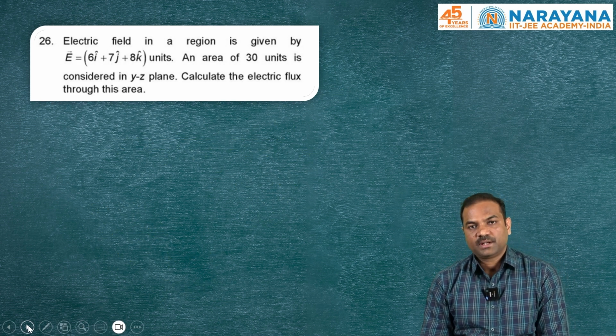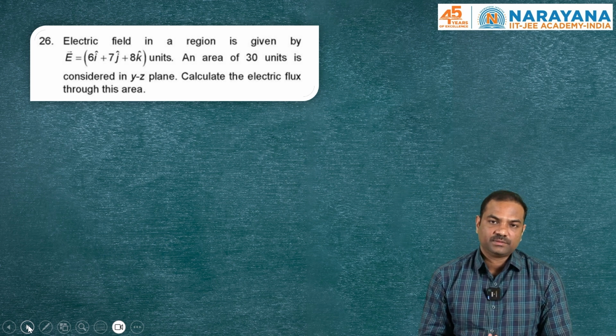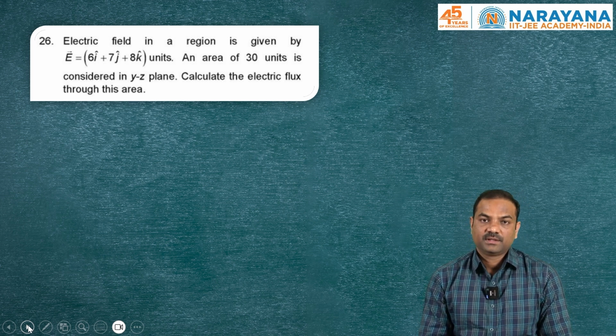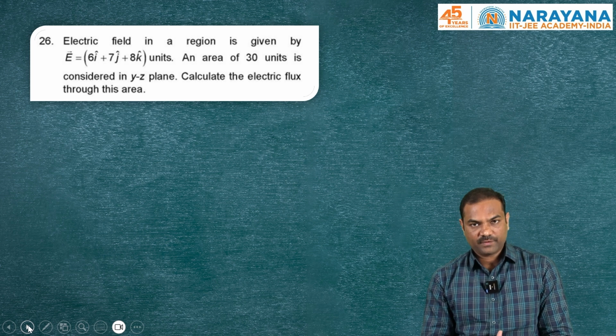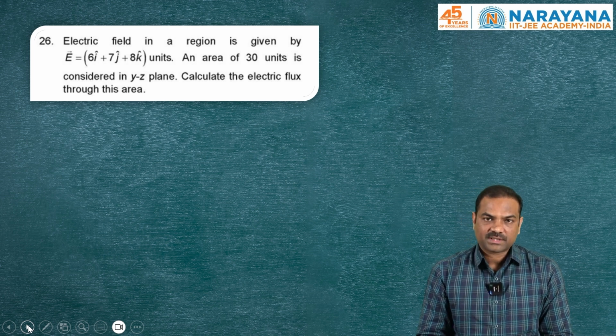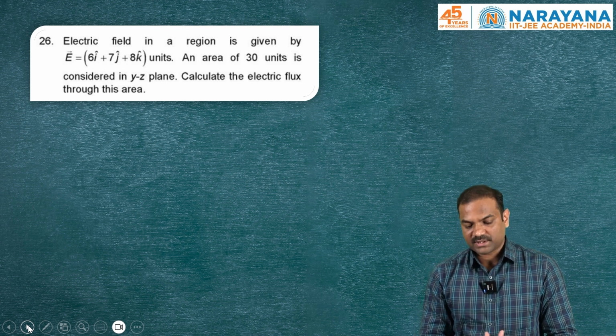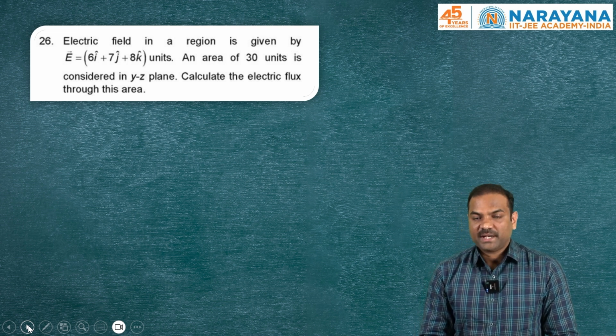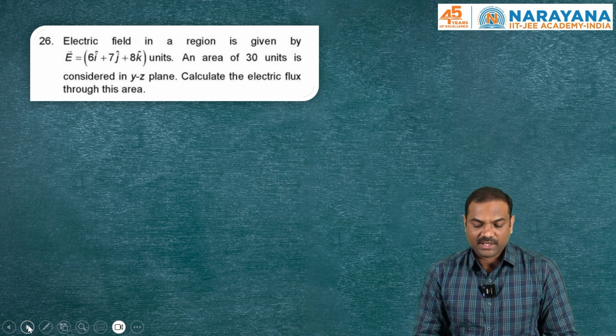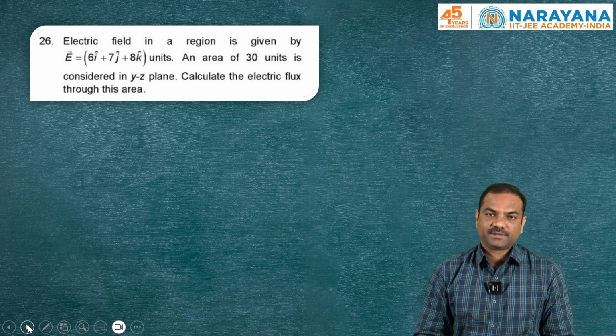Now we go with the next question, which is related to electric flux through an area. They have given the electric field value, fortunately a constant electric field, and they have given the area of cross section also, which is 30 units. But that area is in the YZ plane. That is the important thing you need to notice.